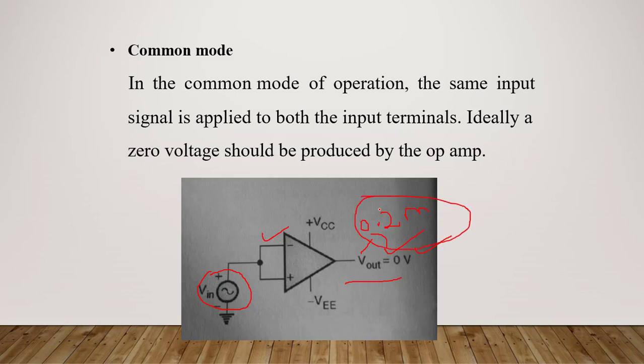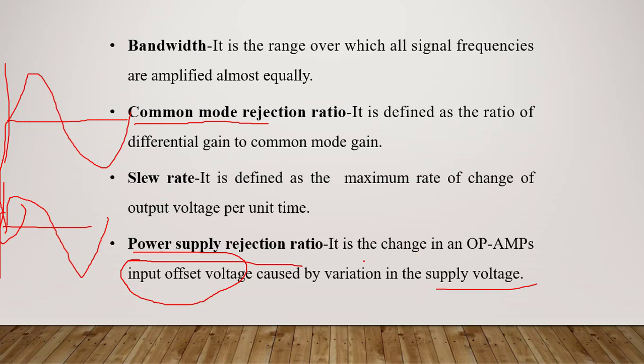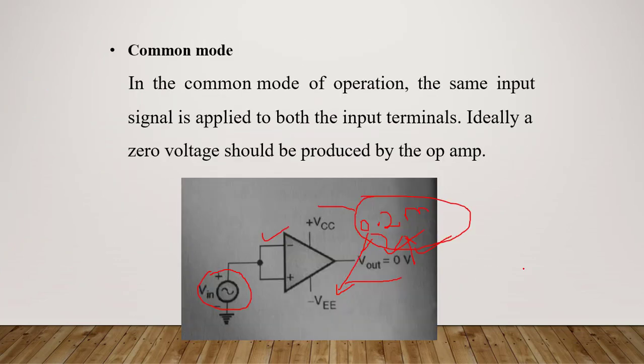Okay, this voltage usually depends upon plus VCC and minus VEE. If you change plus VCC, this value also changes. Okay, this is known as power supply rejection ratio, the input offset voltage caused by variation in the supply voltage. That means how do we find that? If it is a 12 volt power supply and I am getting 0.2 millivolts, then for 18 volt how much will I get? Okay, this is the ratio we call the power supply rejection ratio.